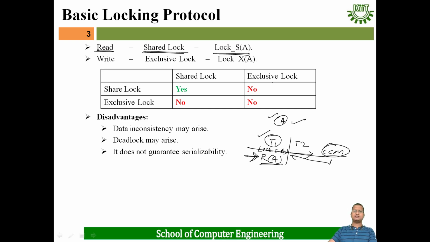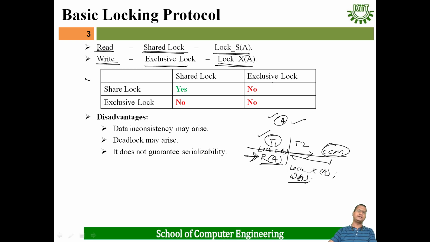Similarly, suppose T2 is a transaction that wants to write data item A. Then before that, it has to request a write lock or exclusive lock. The command for the exclusive lock is lock_X(A). Whenever a transaction wants to write on a data item, it has to apply the exclusive lock, and the command is lock_X(A).